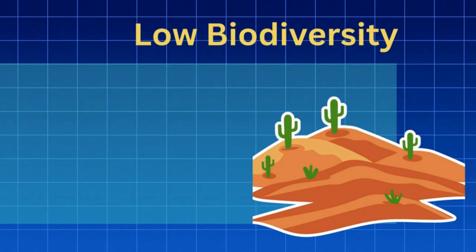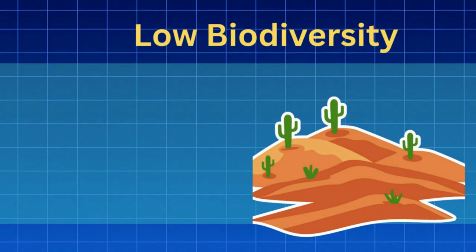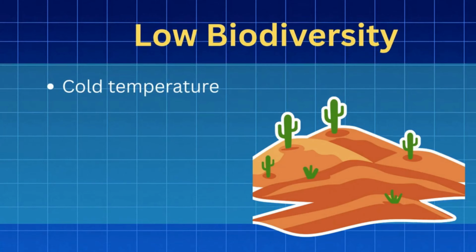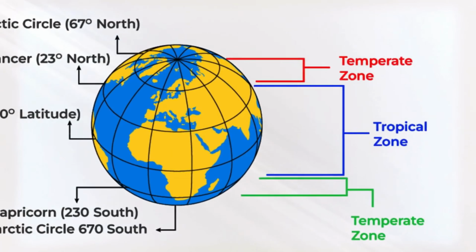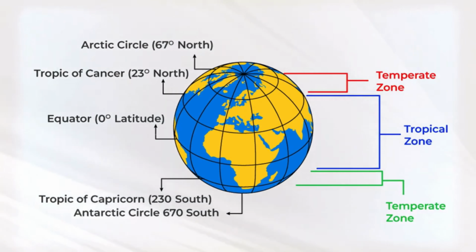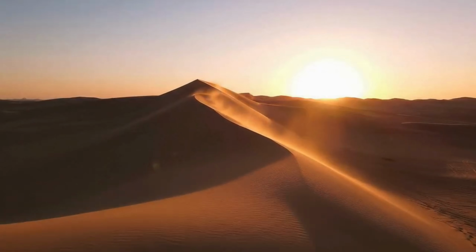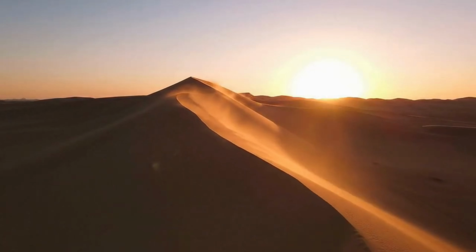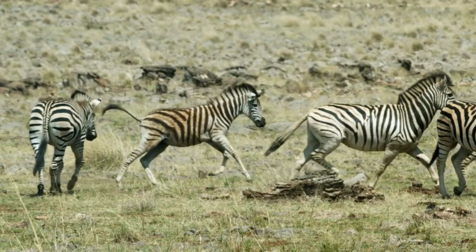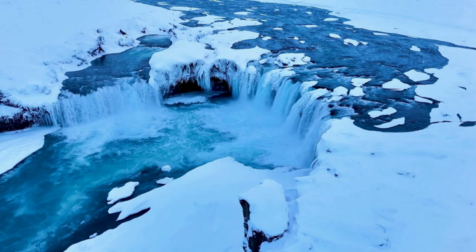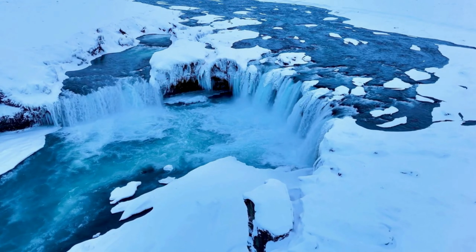On the other hand, regions with extreme conditions, such as very cold temperatures or low availability of water, support fewer life forms. As a result, polar regions and deserts have low biodiversity compared to tropical areas. In simple terms, the more favorable the environment, the greater the biodiversity. Where conditions are harsh, fewer organisms are able to survive.